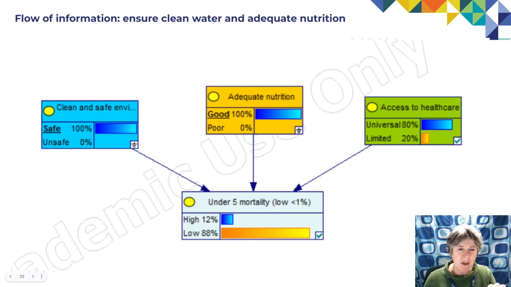The information can also travel from parent to child variables. So, for example, here we observe that all kids have access to good nutrition and a clean, safe environment. This then updates our beliefs about child mortality. Whereas before we thought that there was a 66% chance that mortality is low, we are now more confident, 88%, that it is so.